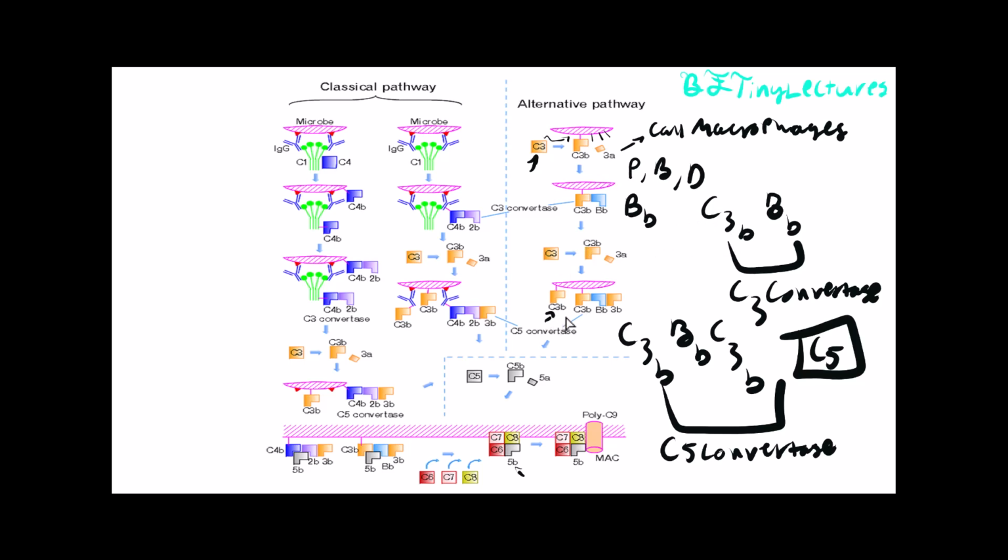When C3b attaches itself to the C3b and Bb, it creates something called C5 convertase. That's all it is. C3b, Bb, and C3b yet again. C5 convertase goes to the membrane, C6, C7, C8, C9, and then you have the destruction of the pathogen.